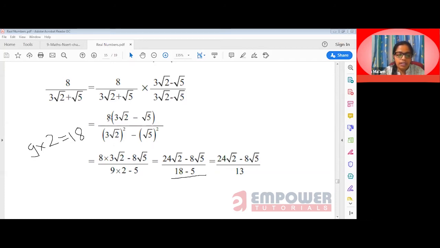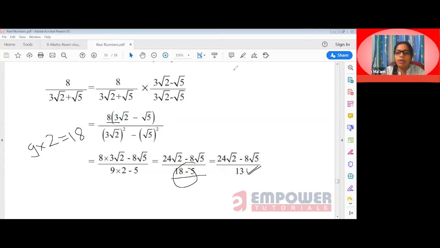Okay, now in this case I just have multiplied it by 8. So 8 into 3 will be 24. So I will multiply rational numbers only. So 8 into 3 will be 24, root 2 and then 8. And the subtraction of 18 minus 5 will be 13. So I have rationalized my denominator, and in the numerator I will get 24 root 2 minus 8 root 5.